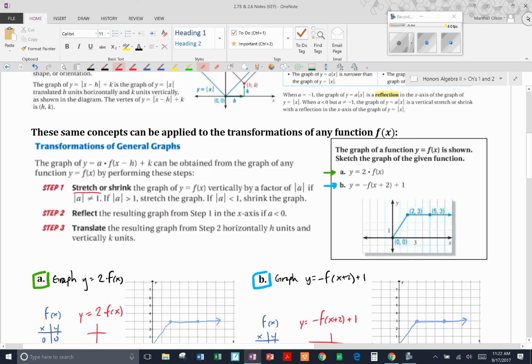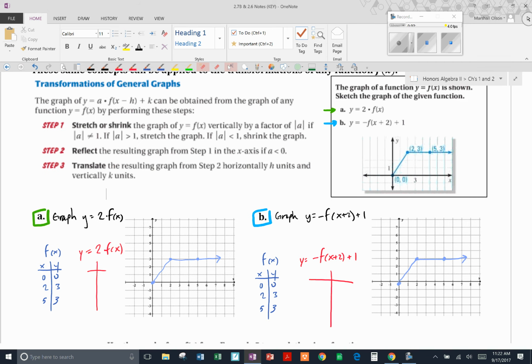Step 1 is to do the stretch or shrink. That'll also include flipping the graph as well. Step 2 is to reflect it, which we've basically combined into one step. You can do those kind of at the same time. And then the third step is to translate it using the h and k. What we're going to do, though, is take a table of values, the original table of values of the function, and perform the operations on the x or y values, whatever is necessary. And the order of operations should take care of those steps in that order.